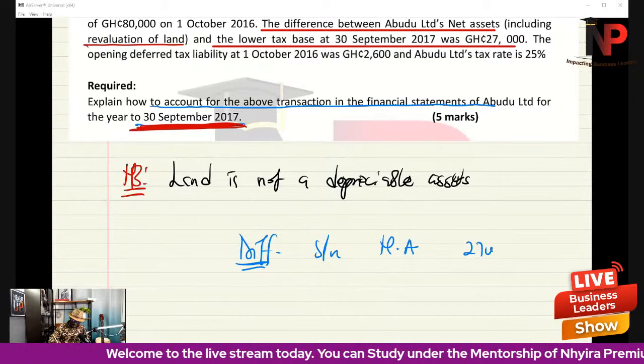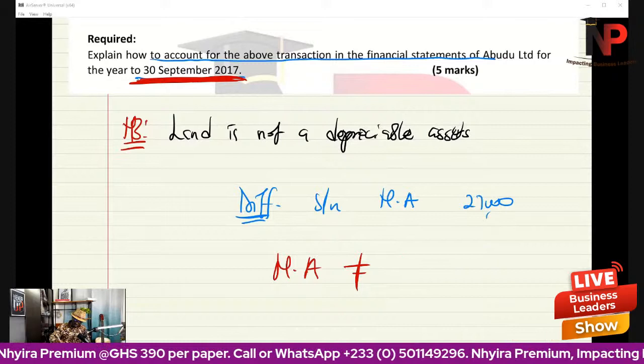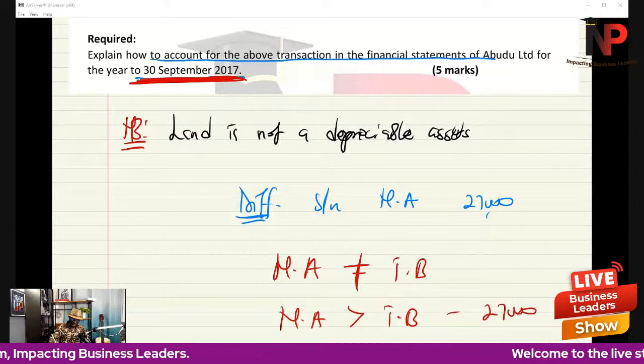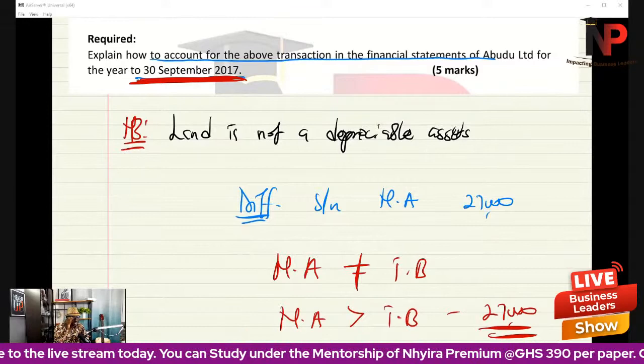What does that mean? It means when you compare the net asset of Abudu with the tax base of the assets, the net asset of the company is greater than the tax base of the assets by 27,000 Ghana cedis. Does that make sense? So it means this is a taxable temporary difference. So I will push it and bring it in.